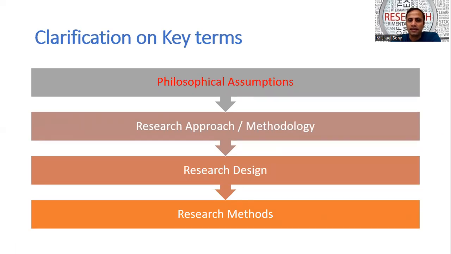First term is the philosophical assumptions, which work around the research which a researcher is going to conduct. The second one is the research approach or methodology. The third one is research design. And the fourth one talks about research methods. Let us try to discuss each of these in detail.